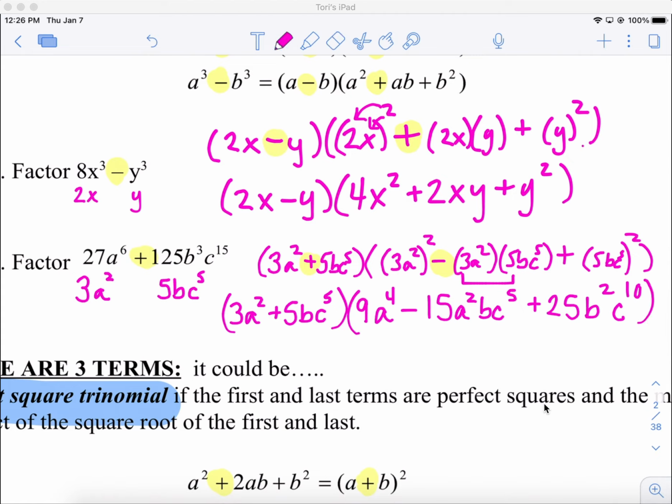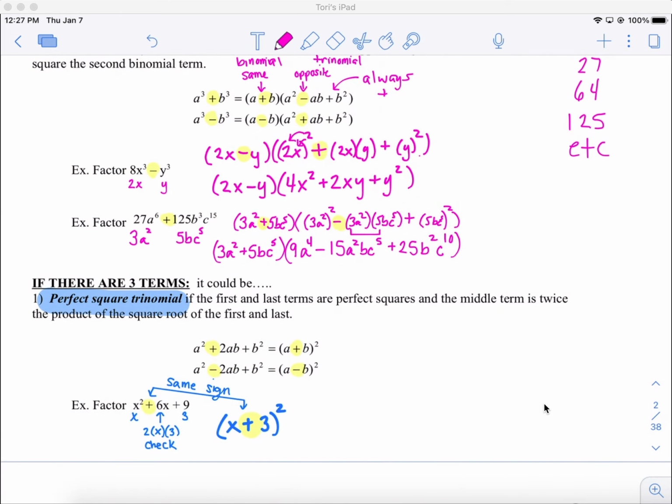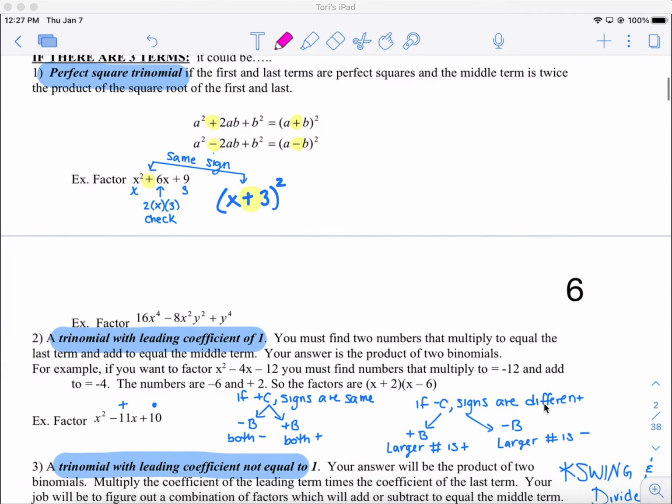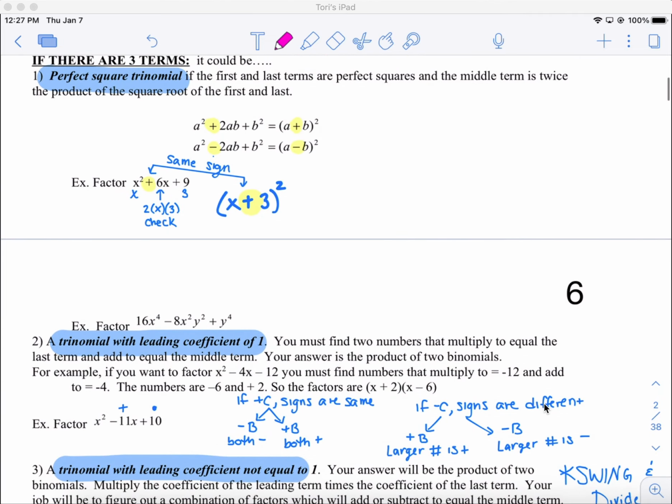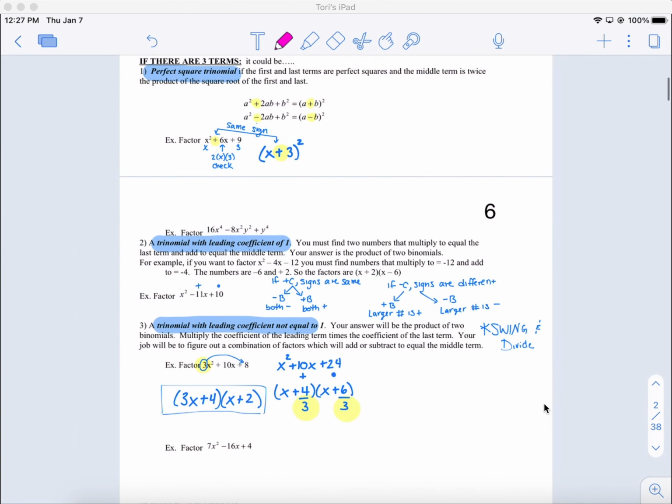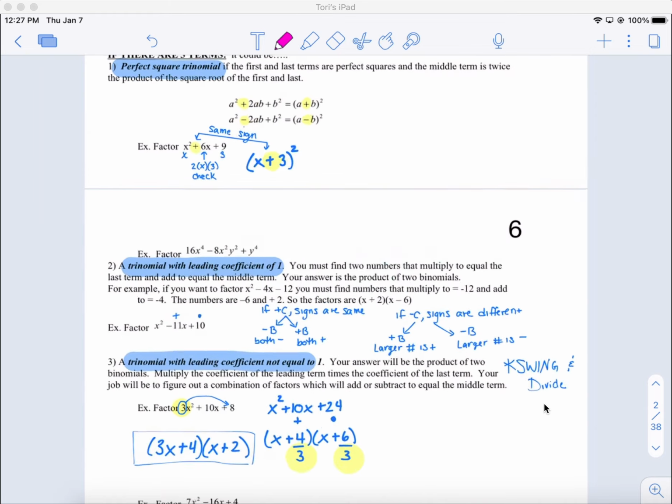If we needed to factor that further, if it was a simpler problem, obviously we could do that. All right, moving down into what happens if there are 3 terms. Let me zoom out real quick. We have a lot of different scenarios. We might have a perfect square trinomial. We might have a basic leading coefficient of 1 trinomial, or we might have a leading coefficient bigger than 1. That's what we call swing and divide. So let's go through a couple of each one.